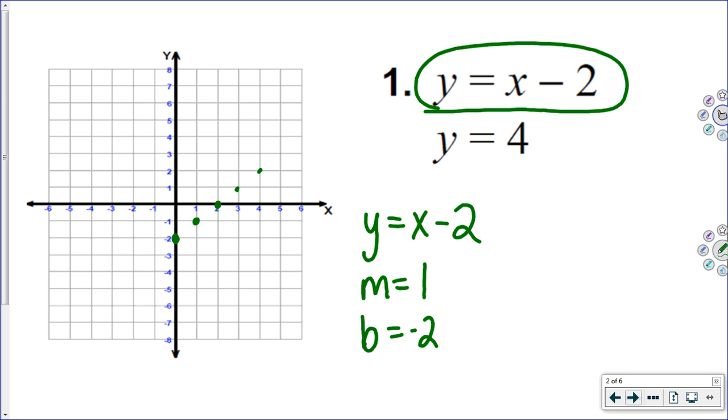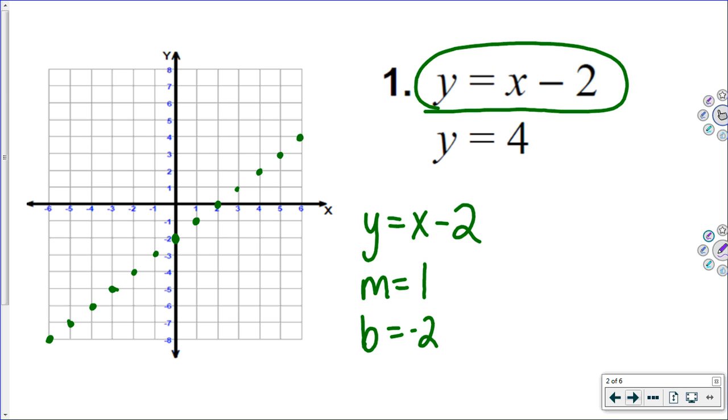I will continue. I will make all the points that are on this line. I can continue in the other direction as well by going down 1 and to the left. All of these are my points on y equals x minus 2.